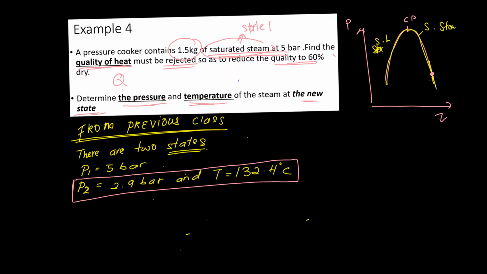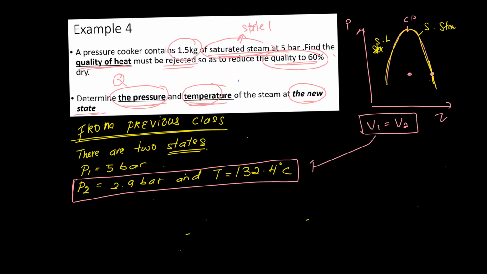And then from this example, state 1 is like this here. And then state 2 is, say, about the quality here. State 2 might be somewhere around here. At this stage, we're not sure which. But what we know is the pressure is not the same. Why? Because the question states pressure and temperature at the new state. So we can say that the volume V1 is equal to V2. This is a constant that we use to come up with these relations. Previously we did the calculation: P2 through interpolation we get 2.9 bar, and T is equal to 132.4 Celsius.